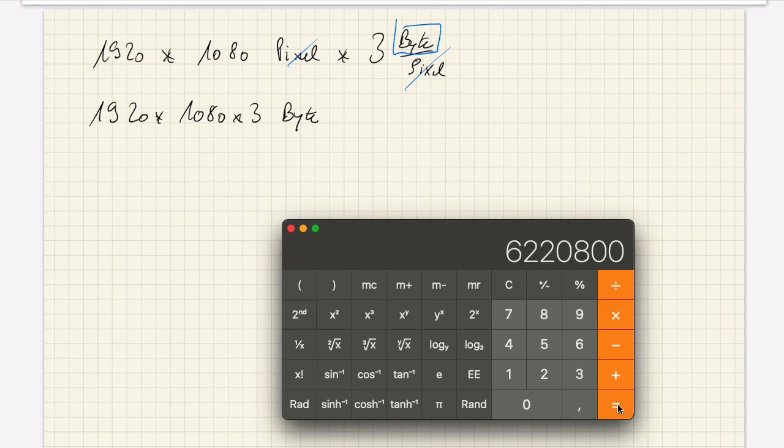And now, of course, 6 million is not the right answer. You should bring it down to kilobyte or megabyte. So as we have file size, we have to divide by 1024. We do it once. Now we have 6075 kilobytes, and we divide once more by 1024, and now we have roughly 5.9 megabyte. So this is equal to 5.9 megabyte.